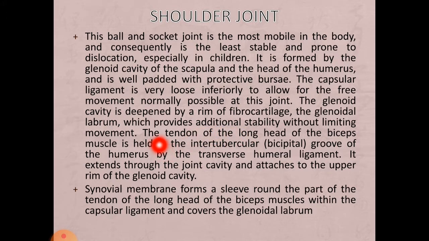Next we have the glenoid. After the glenoid labrum, we have the tendons of the long head of the biceps brachii muscle, which is held in the intertubercular groove, also called the bicipital groove of the humerus, and it is basically connected to the joint cavity through the transverse humeral ligament.